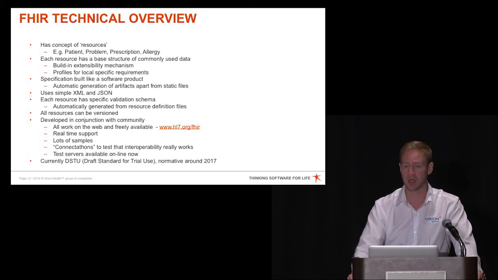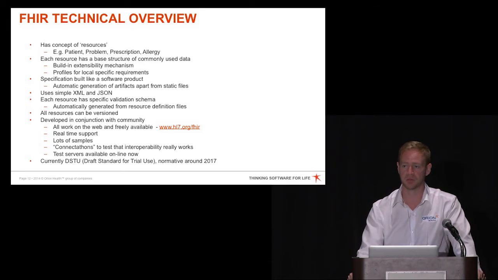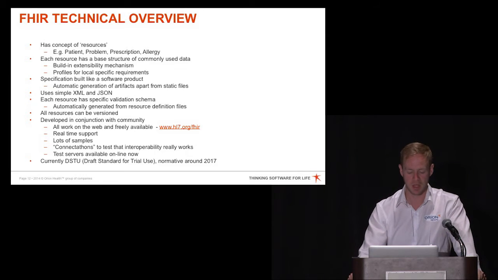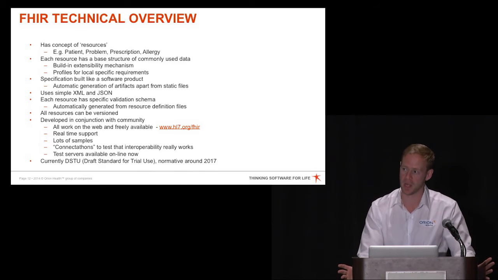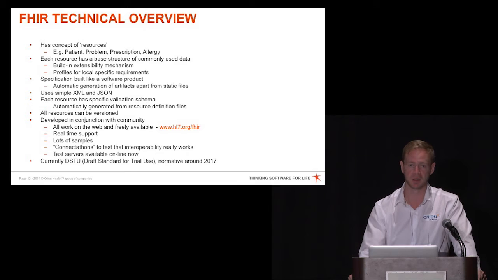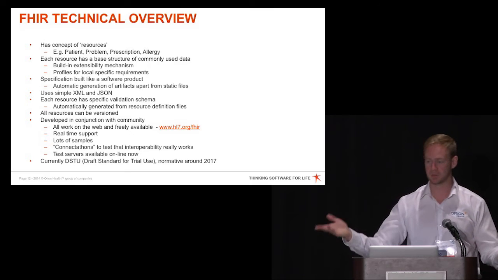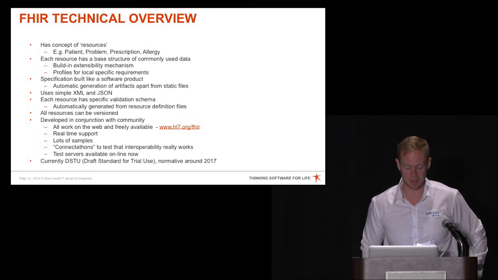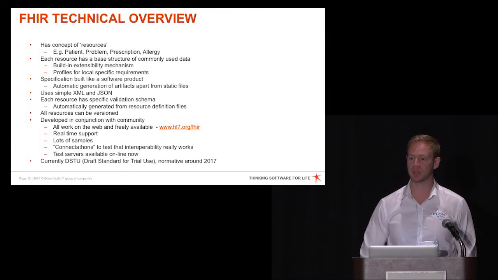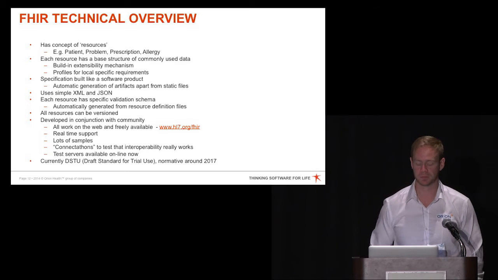Specifications are built like a software product. You're going to be able to automatically generate all of the artifacts and documentation for FHIR. That's part of the requirements for it. It uses the simple XML and JSON. The message standard is smaller. We'll look at a sample message in detail here in a second. All the resources are versioned. It's developed in conjunction with the community, hl7.org/FHIR. I suggest going out there and looking at it for samples if you're thinking about getting into FHIR interfacing. Obviously, connectathons are something that we still have, and we went to the connectathon in Chicago and built out a FHIR interface very quickly. Right now, as we talked about, it's in DSTU. We're thinking it's going to be normative and actually really ready for prime time around 2017.